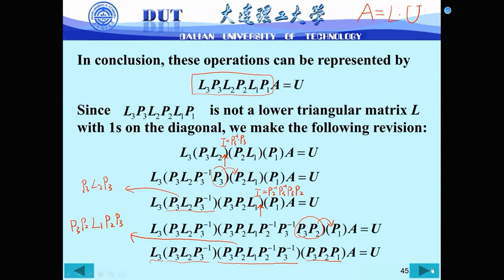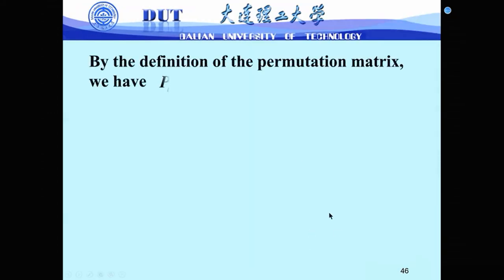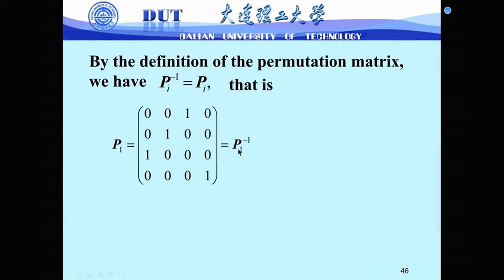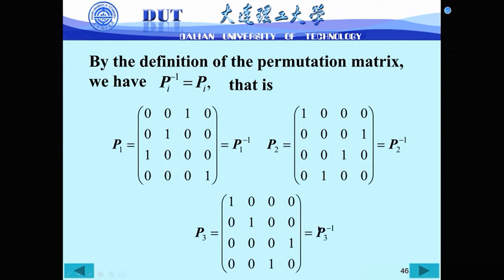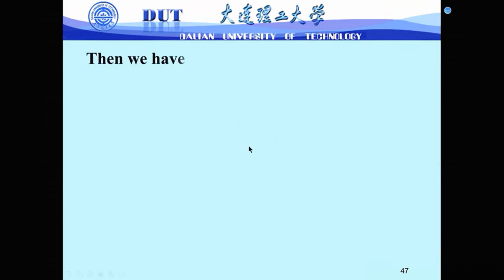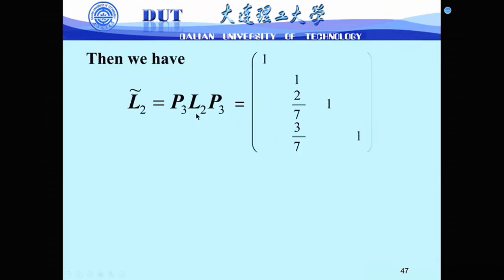Okay, let's show you why we need this revision. Okay, now, by the definition of a permutation matrix, we have Pi inverse is itself. It's okay? We just checked, right? Okay, so P1 is itself. P2 is itself. P3 equal to P3 inverse, right? It's okay? Okay, now, we denote.